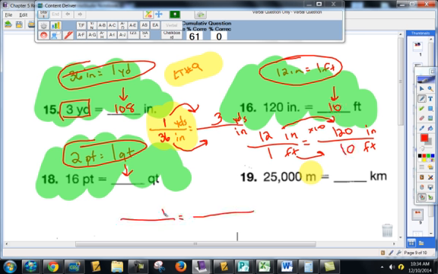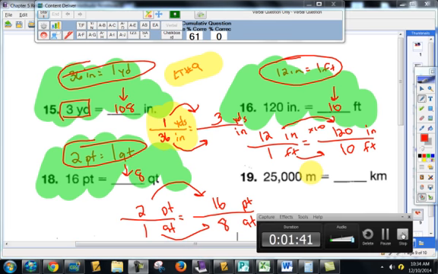Here, I know that I'm comparing pints to quarts. The fake ratio is that I know that there are 2 pints in every 1 quart, and I look at my real information, which is times 8, times 8. That means that there are 8 quarts in 16 pints.